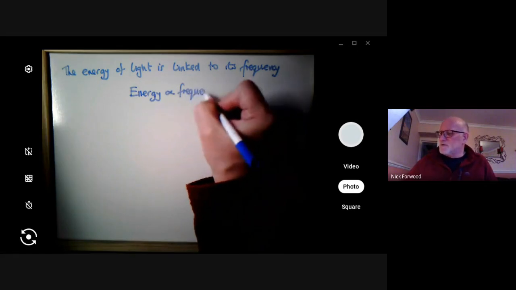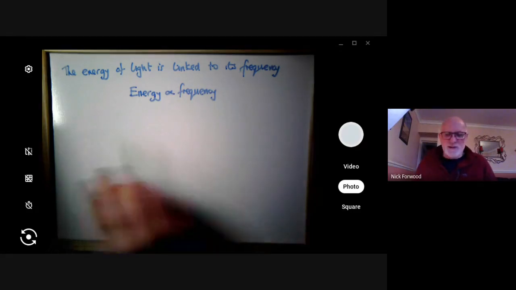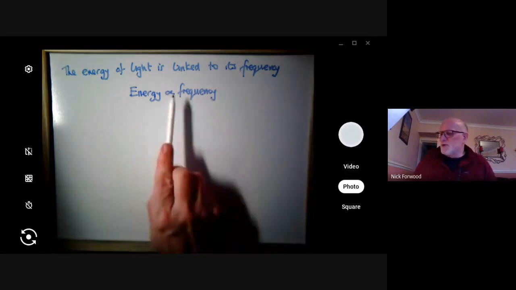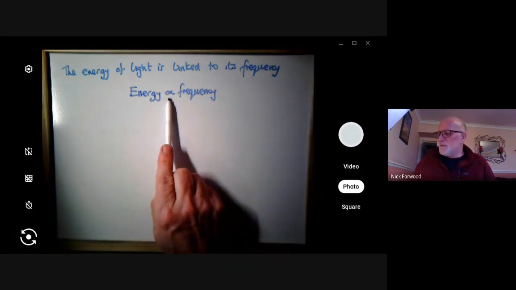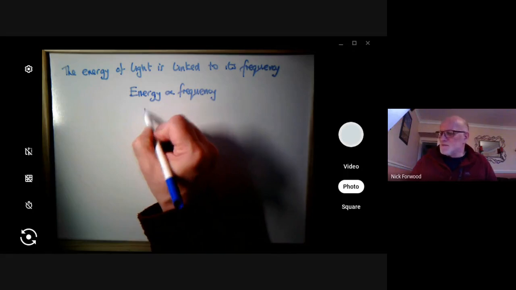I'll come back to the indirectly proportional to the wavelength later. Now, we can't do any sums. Physics is all about doing sums and putting numbers in here. We can't do any numbers with this proportional sign. So what we need to do is somehow get rid of the proportional sign and put an equals sign in, and then we can do some sort of sum.